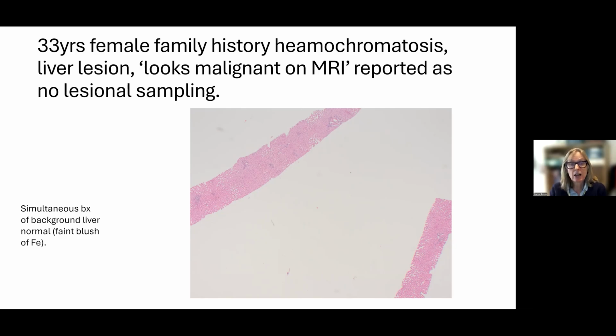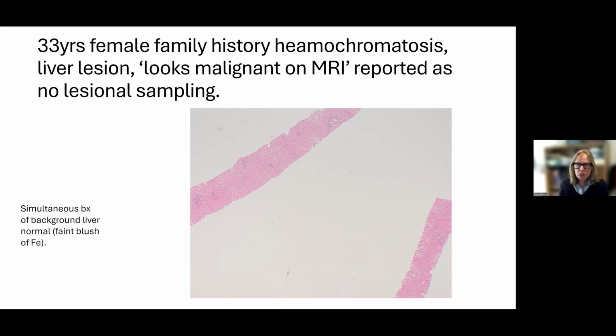The team had done simultaneously a biopsy of the background liver. This is great from our point of view, so we know the status of the background liver. And in this case, the background liver looked normal on H&E sections. There was actually a faint blush of iron present, but a non-cirrhotic background.